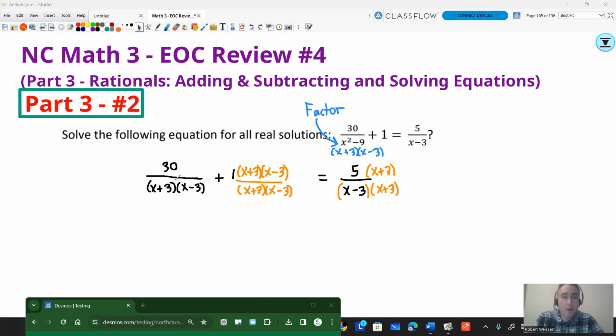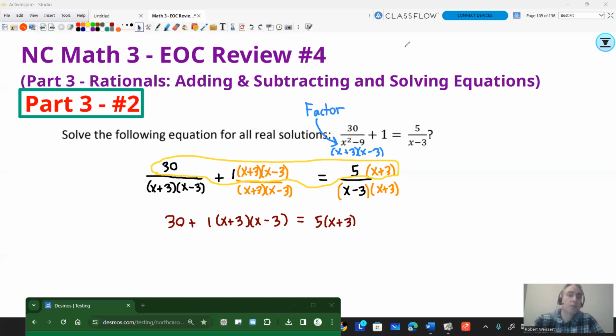The next thing we want to do is we want to just solve the equation on the numerator. So that'll be 30 plus 1, X plus 3, X minus 3 equals 5, X plus 3. Simplify the best you can. So we know X plus 3, X minus 3 was just X squared minus 9. So I'm going to rewrite that as 30. 1 doesn't really do anything. So plus X squared minus 9. And I'm going to distribute that 5. So 5X plus 15.